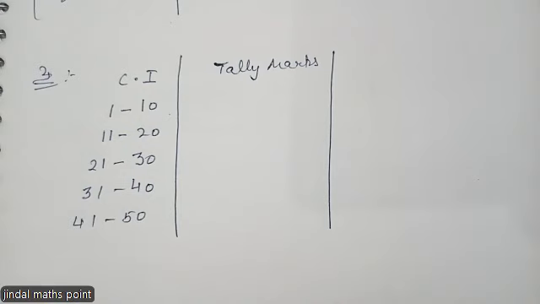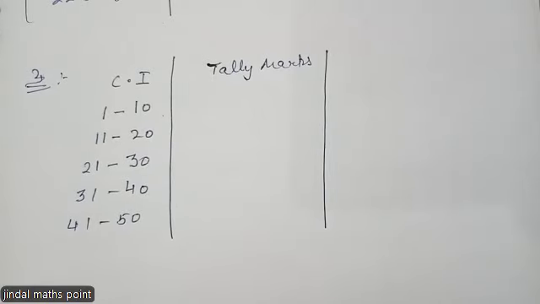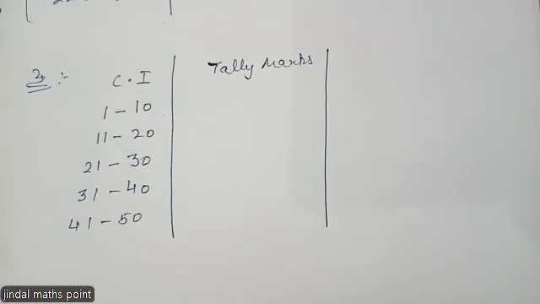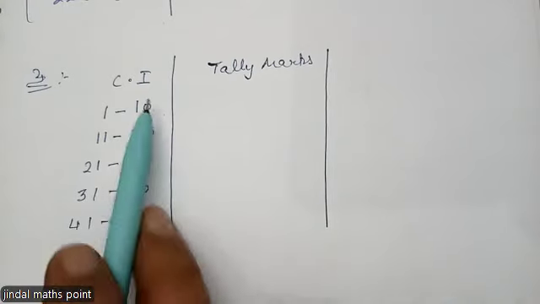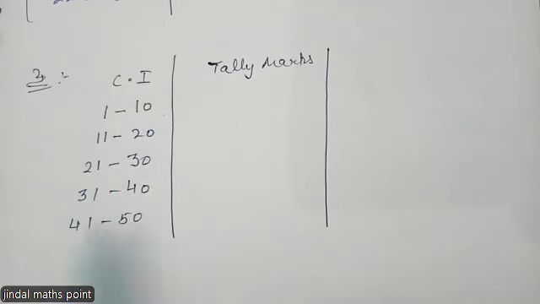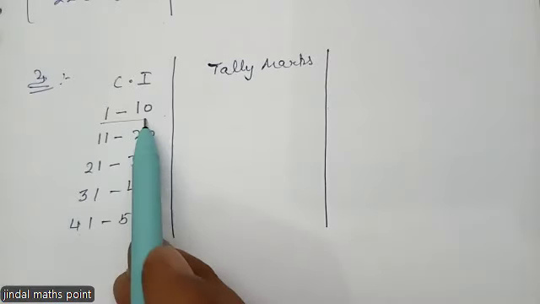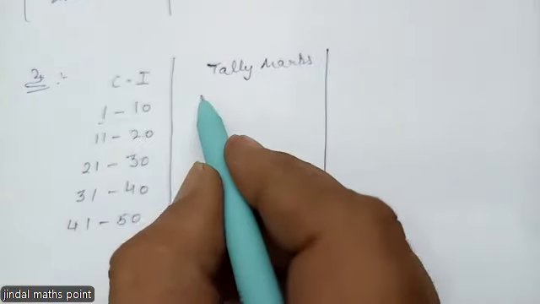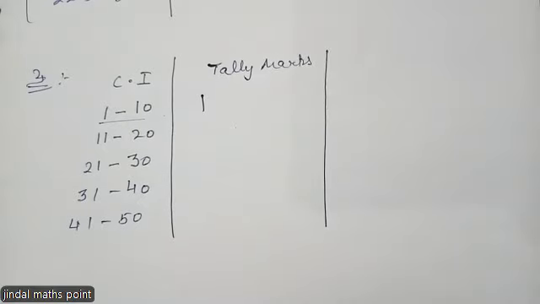What is the first value? 1 minute. Of third sum? Sorry? 1 minute. 8. First value of third sum is 8. 8 lies between which class interval? Tell me. First class interval. 10. You have to mark one single line like this.